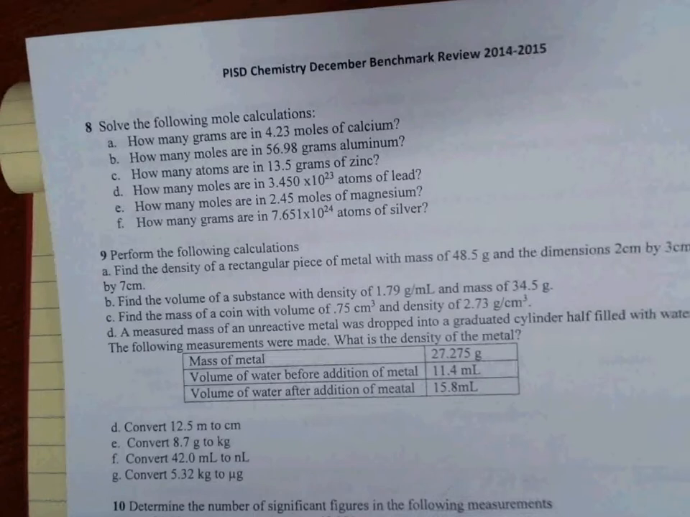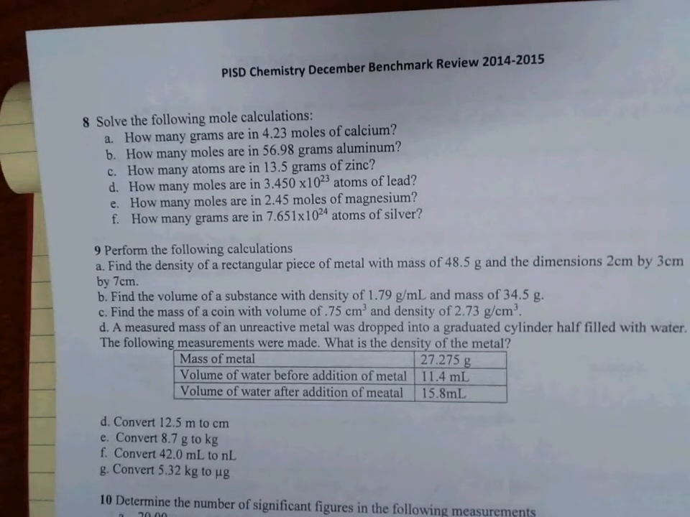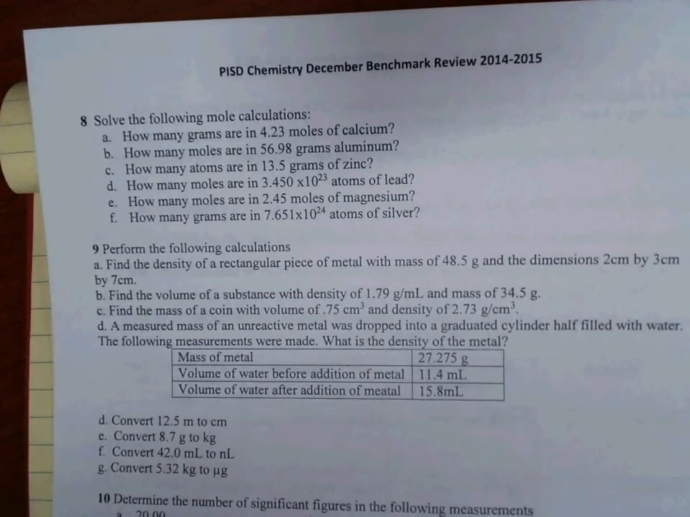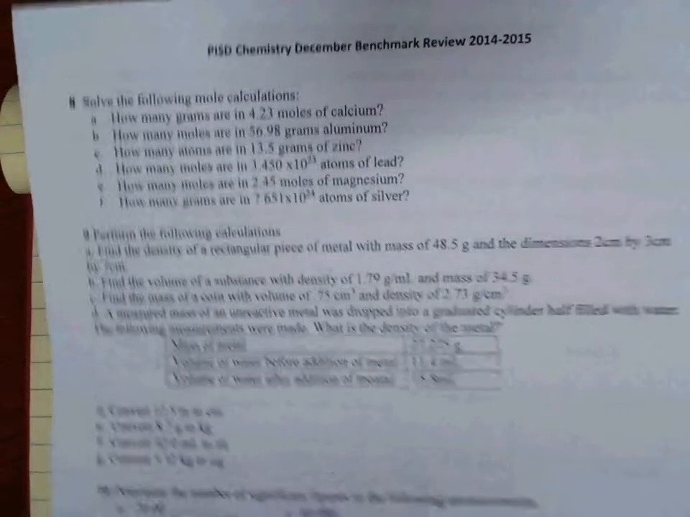This is question 9. This video will deal with significant figures and density calculations. So let's look at question 9. It says, perform the following calculations. We're going to do A, B, C, D, E, F, and G, as well as number 10.